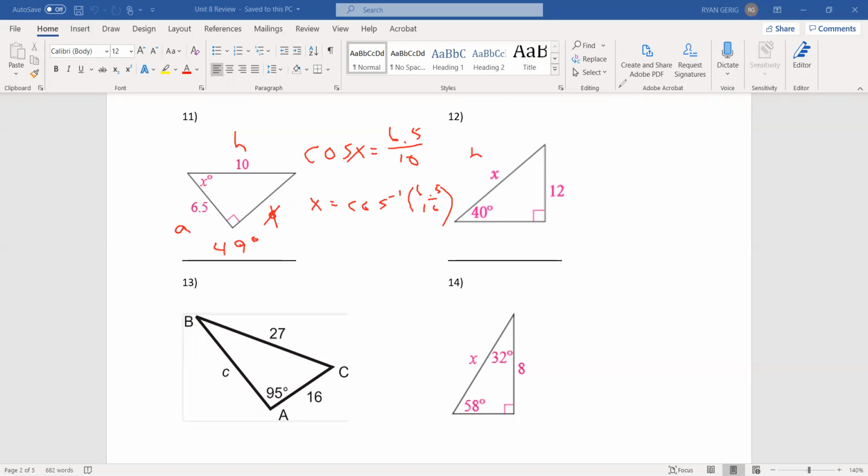Hypotenuse is here. With respect to 40, 12 is opposite, and adjacent has nothing. So we're using sine here of 40 equals opposite is 12 over x, which is the hypotenuse. First time we've had x on the denominator. A lot of people are still messing this up. You don't multiply by 12 here. You multiply by x, and that gives me x sine 40 equals 12, and now I have to divide by the sine of 40.